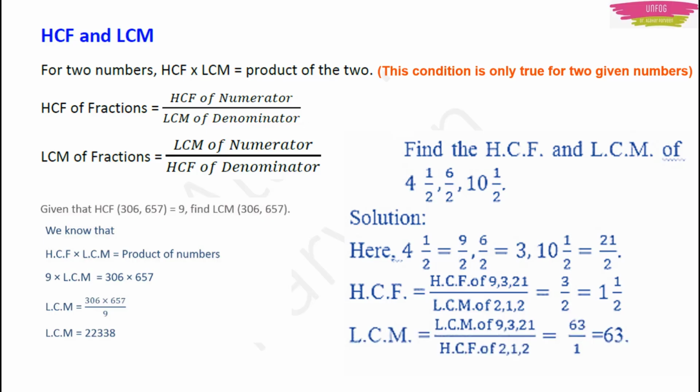Same way do it for LCM also. LCM of numerator upon HCF of denominator. You have to find the HCF of 9, 3, 21 separately. Separately find the LCM of 2, 1, 2. Then again you divide them.